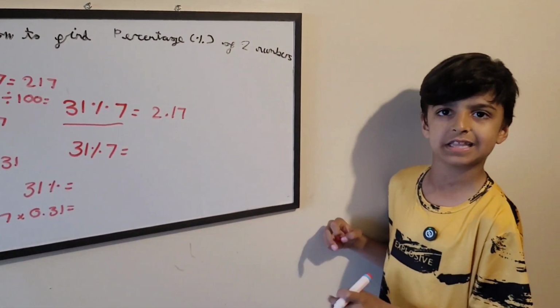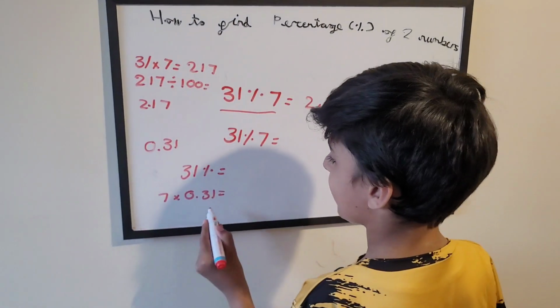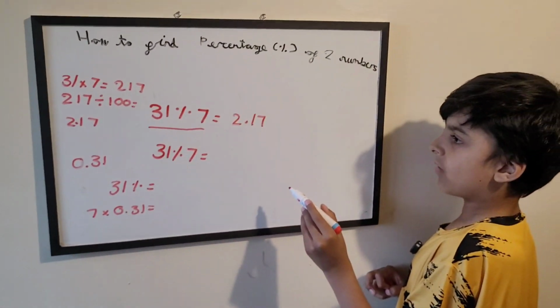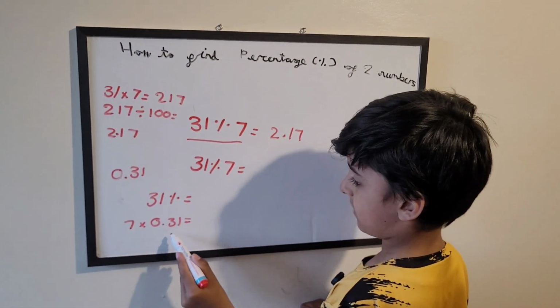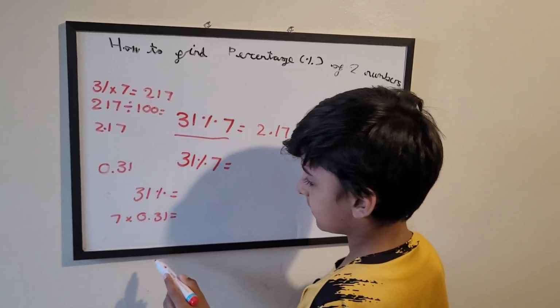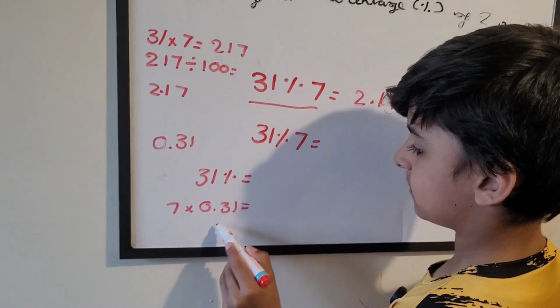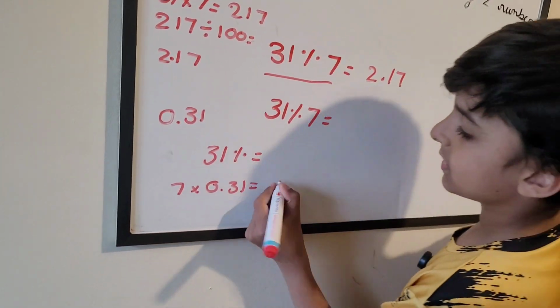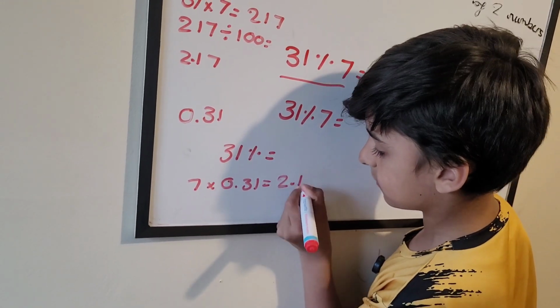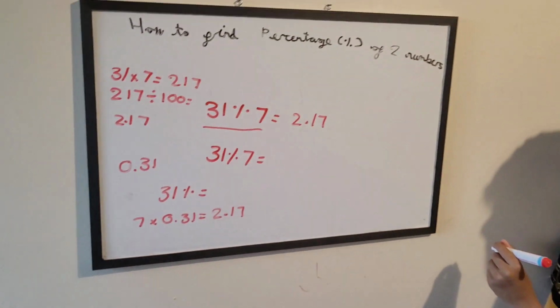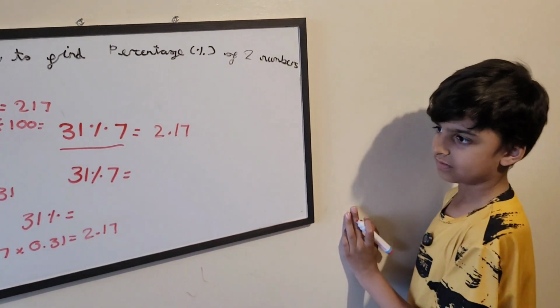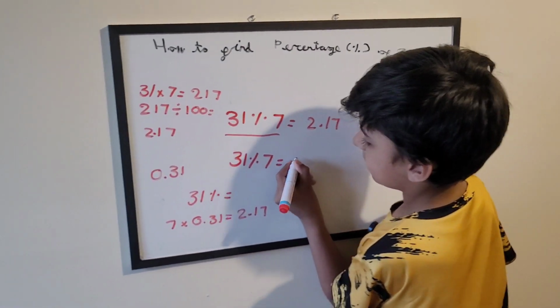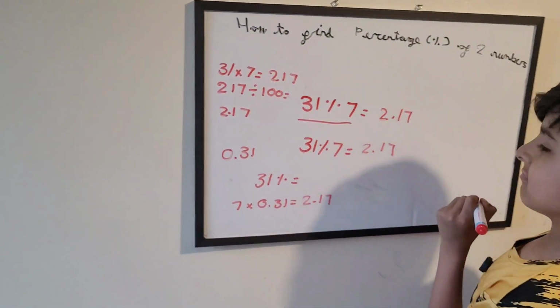You can switch it the other way. That's the way most people do it. So many people teach this way. Then you could just do 31 times 7, which is 217, and divide by 100, 2.17. 7 times 0.31 is 2.17, and then your answer is 2.17.